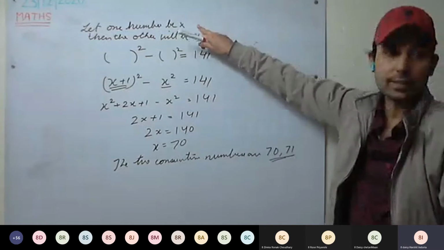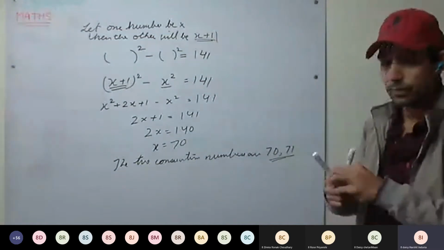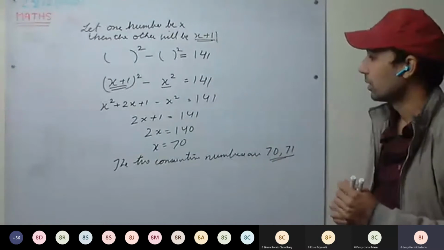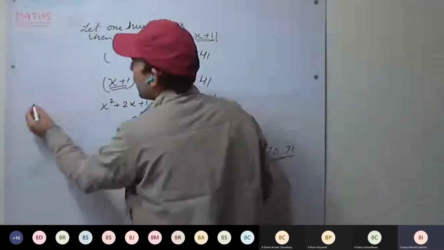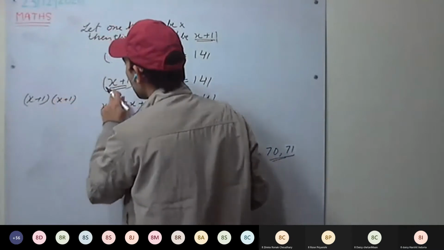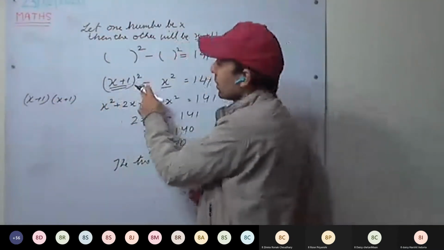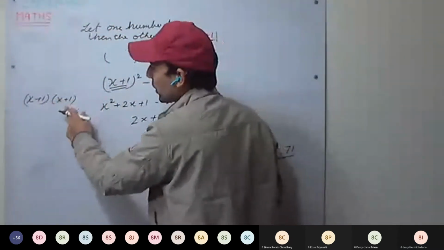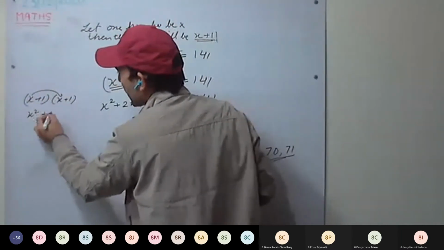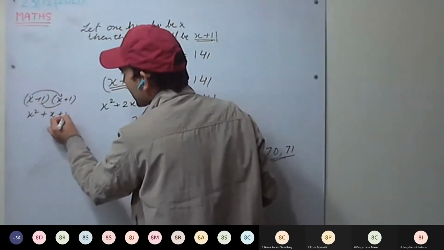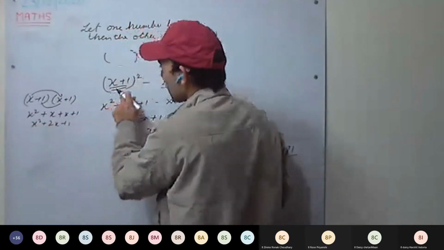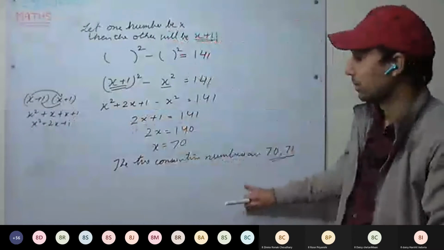Sir, in that step, x square plus 2x, how did 2x come? Okay. Haven't we studied this one? It is written x plus 1 the whole square. So x plus 1 into x plus 1. What are you going to get? x into x, x square, plus x, plus x, plus 1. x square plus 2x plus 1. Just multiply that, you get this one.